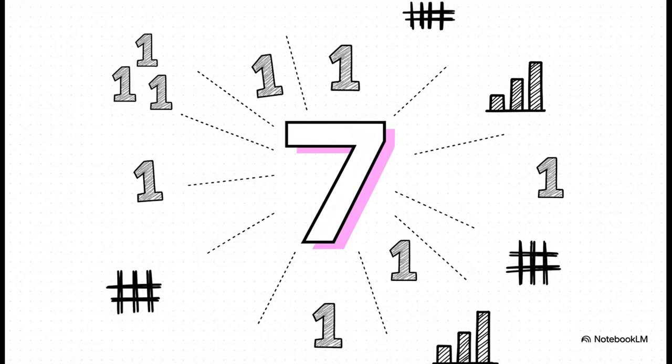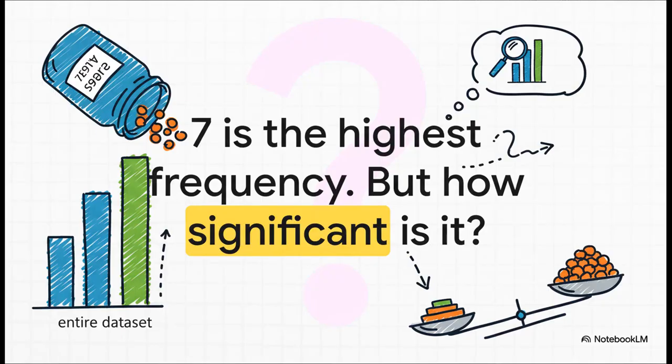So, the big takeaway here? The number 1 showed up 7 times. Its frequency is 7. That makes it, hands down, the most common value we have. That's our very first piece of insight. And all we had to do was count. Okay, but wait a minute. We know 7 is the highest number. But how significant is that really? I mean, is 7 out of 20 a huge deal or just kind of meh? To answer that question, we need to add some context.